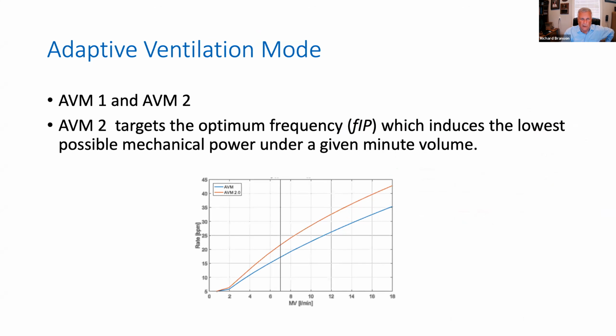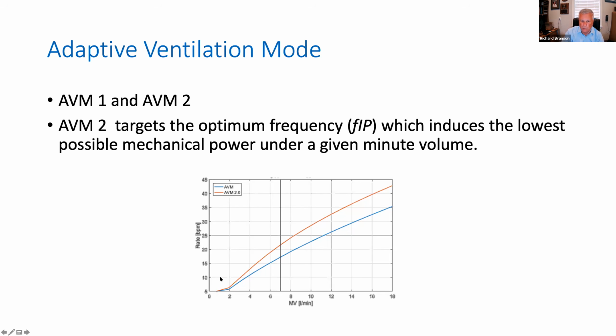I've been other places where they use it on every patient who comes into the ICU. So I think it's like a lot of mechanical ventilation. It's what you're comfortable with and what you're used to. And there isn't a clear signal of improvement. So AVM1 and AVM2, at least AVM1 uses the Otis equation as well, but AVM2 targets the optimum frequency as well. So again, reduces the lowest mechanical power under a given minute volume.